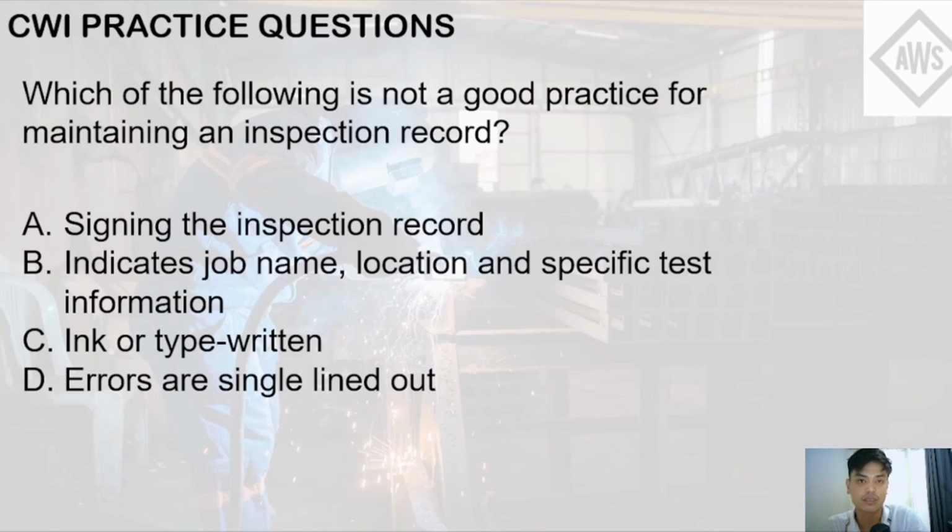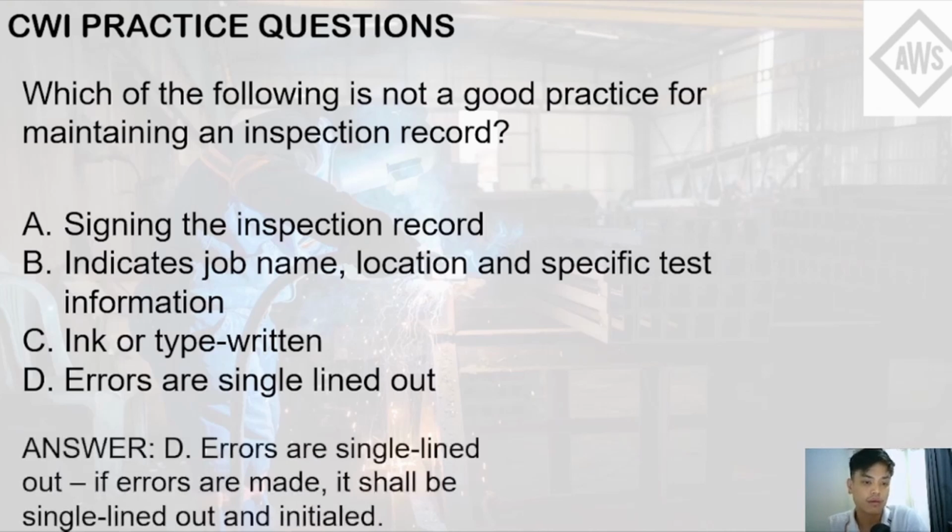For example, if it is a plant, the specific location where the activity is conducted in that plant, in the production area, for example, and the specifics of the testing that is done. So what is the acceptance criteria, what tests, procedures are done, etc. And it needs to be in ink or typewritten. Errors must be single lined out, and what is missing in this choice, it needs to be initialed.